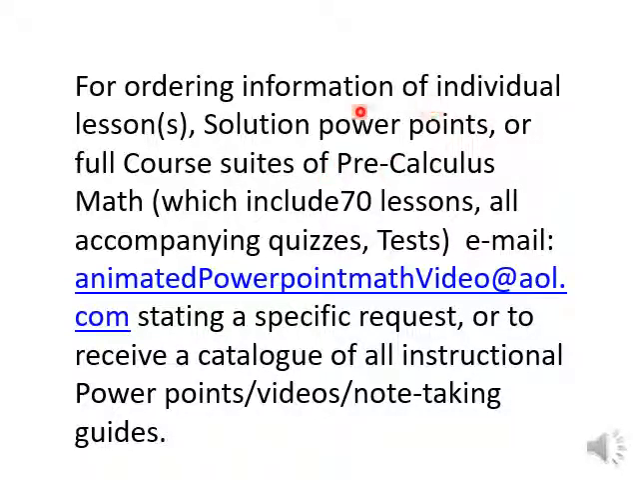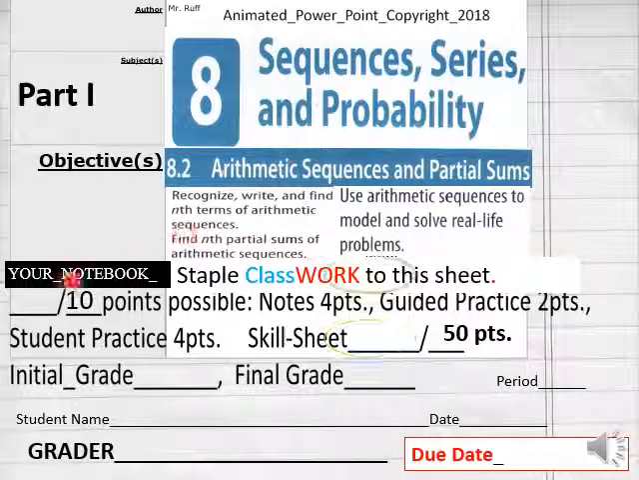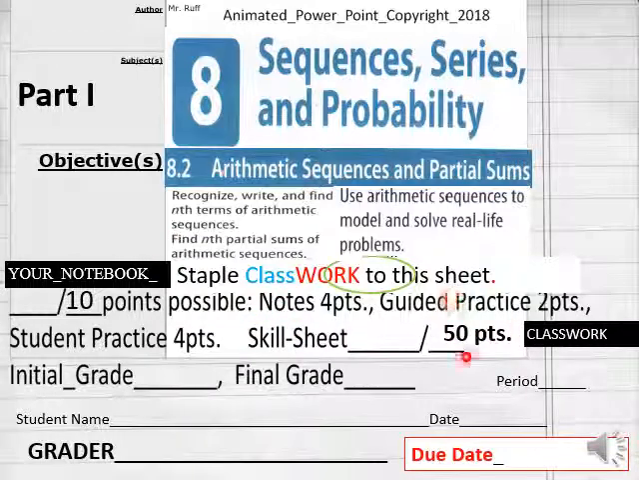Hello everybody, getting ready to do lesson 8.2 part 1, pre-calculus math, today's classwork. Today's lesson has 10 points that will go into your notebook, and then 50 points will go on your classwork sheet. This is arithmetic sequences and partial sums, 8.2 part 1.